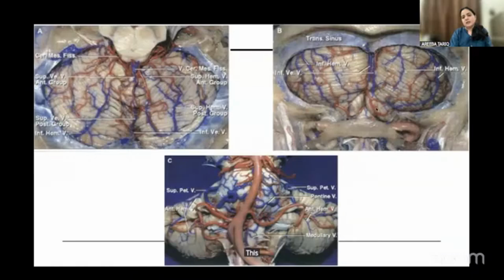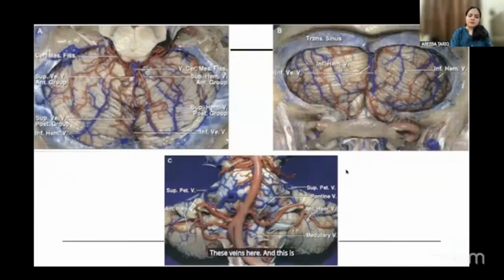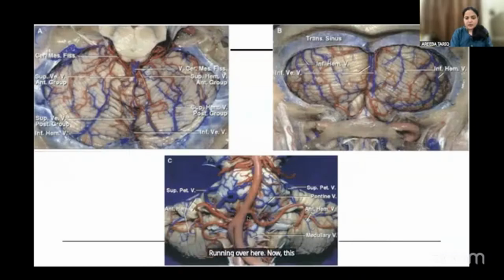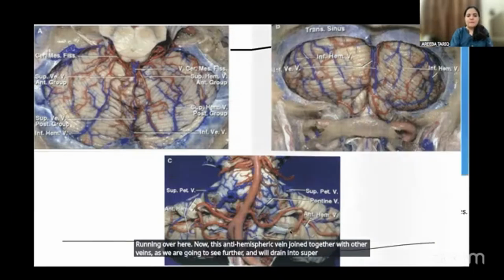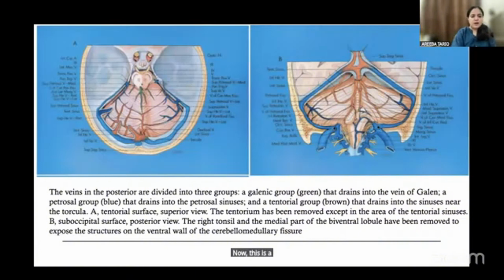This is the suboccipital surface. Now, the veins of the suboccipital surface are the inferior hemispheric vein laterally and the inferior vermian vein medially. We can see these veins here. And this is the petrosal surface of the cerebellum. The vein of the petrosal surface is the anterior hemispheric vein, which we can see running over here. Now, this anterior hemispheric vein joins together with other veins, as we are going to see further, and will drain into the superior petrosal vein.